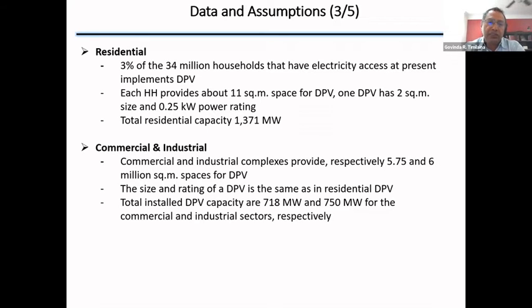In the commercial and industrial sector, the commercial and industrial complexes provide 5.75 and 6 million square meters of space respectively for DPV. Again, we can change it. The size and rating of DPV is the same as before, as in the residential sector. The total installed capacity we consider here is 718 megawatt for commercial and 750 megawatt for the industrial sector.